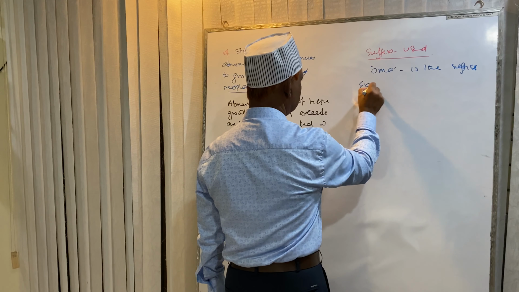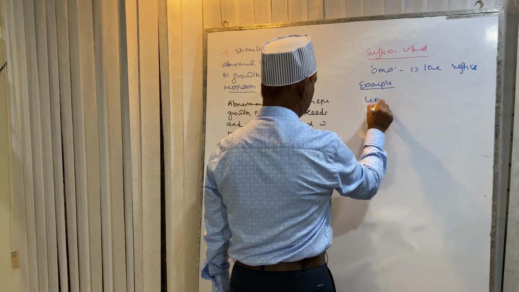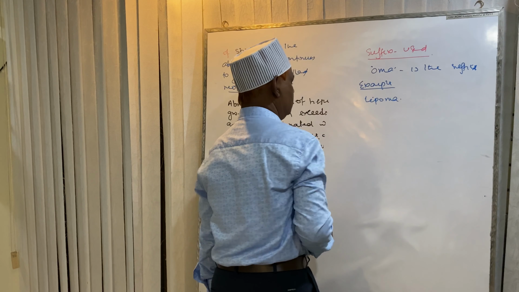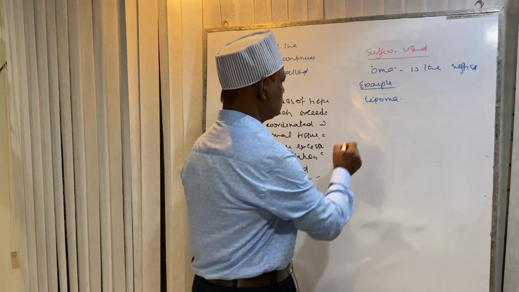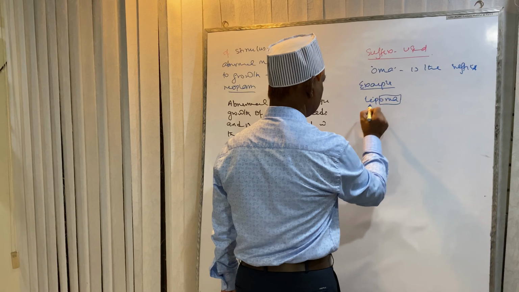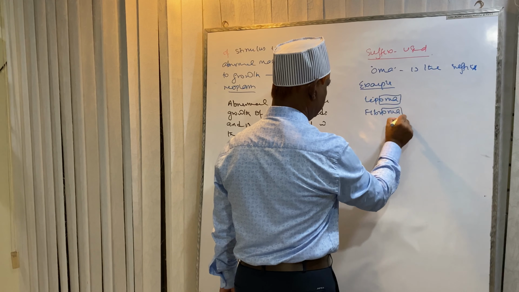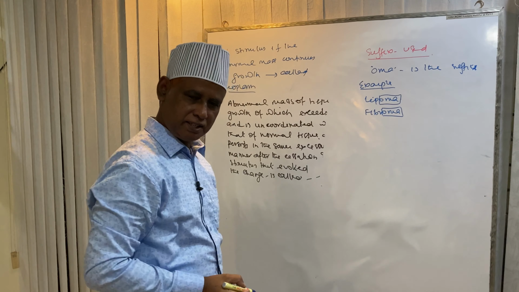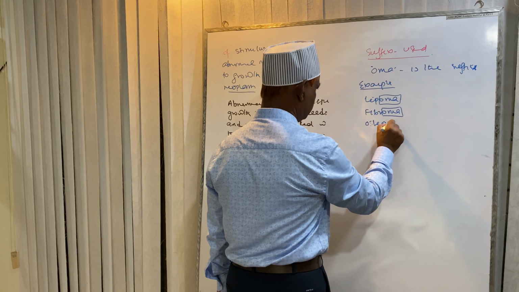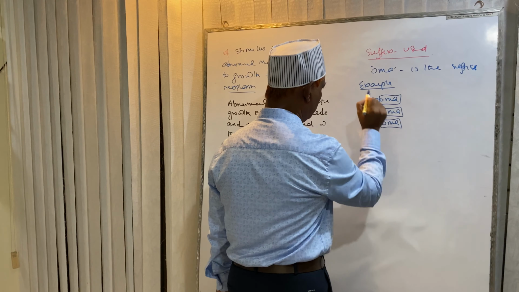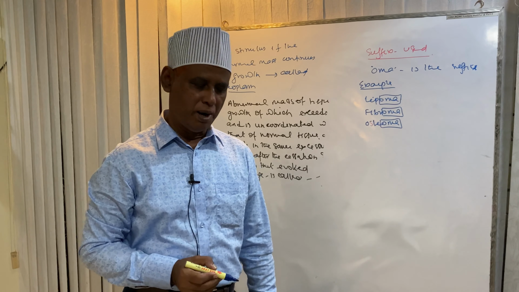Example: lipoma, neoplasm of adipose tissue, there is oma. Fibroma, there is oma, neoplasm of fibroblast. Osteoma, neoplasm of bone. So the suffix used in neoplasm is oma.